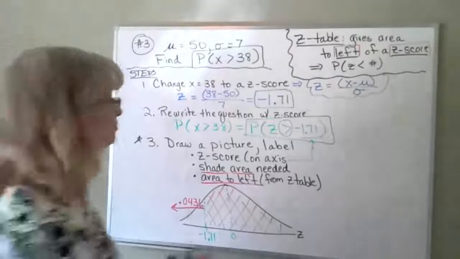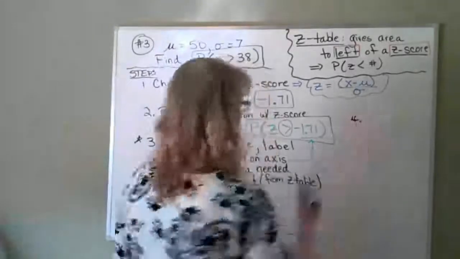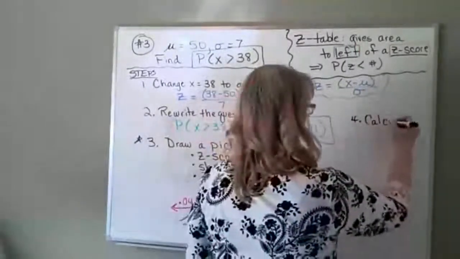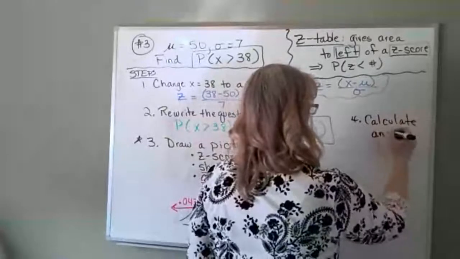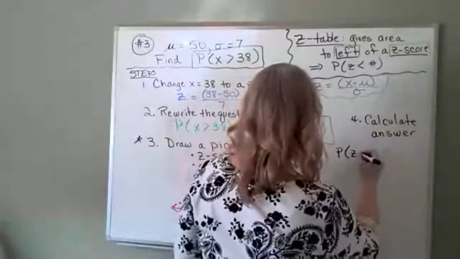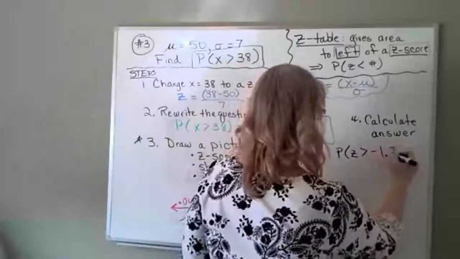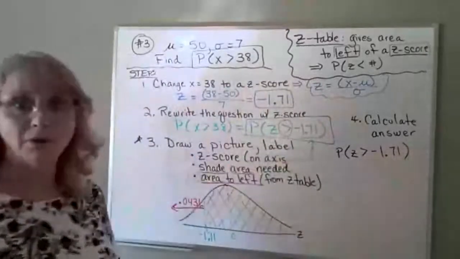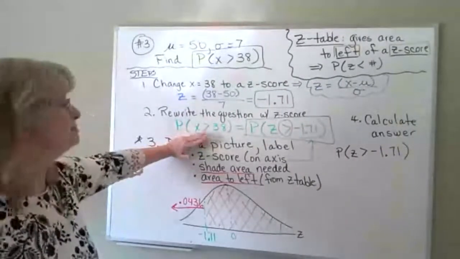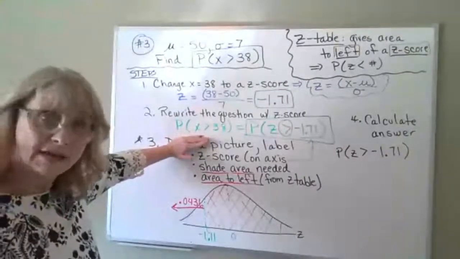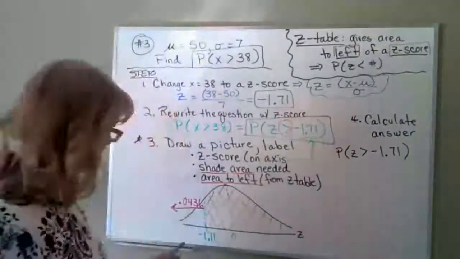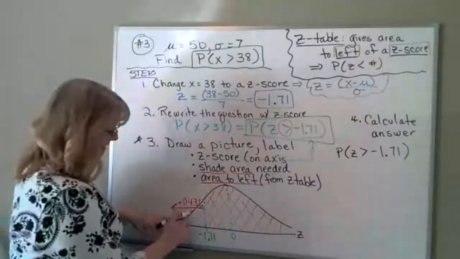Now, step 4, I'm going to do step 4 over here. Step 4 is basically to find the answer, calculate the answer. So remember, my question became the probability that Z is greater than negative 1.71. That was the question. Remember, we rewrote the question. So the probability that the data value is bigger than 38 is the same question as saying, what's the probability the Z-score is greater than negative 1.71? So we found this. This was the less than.